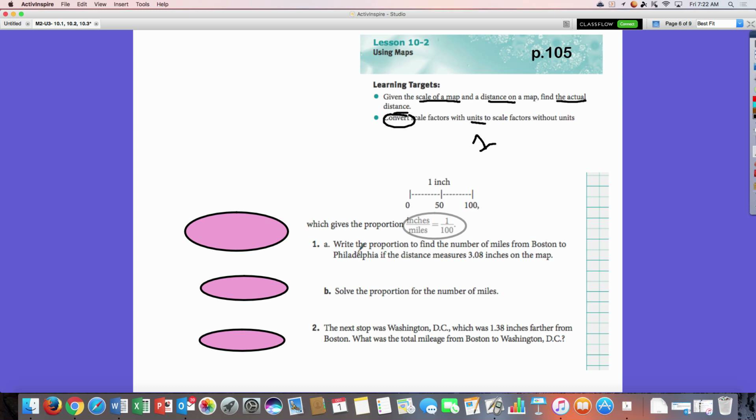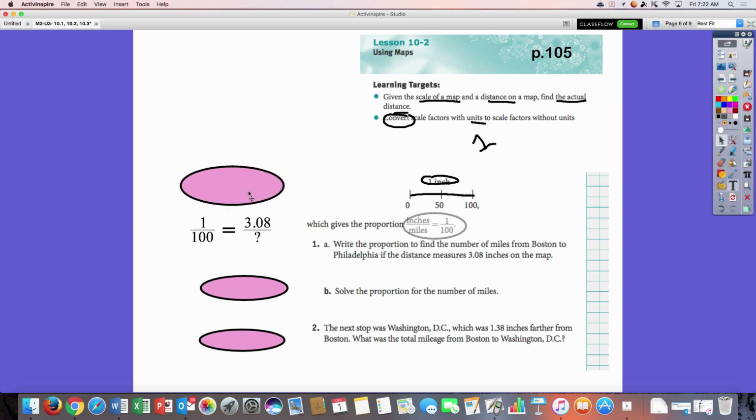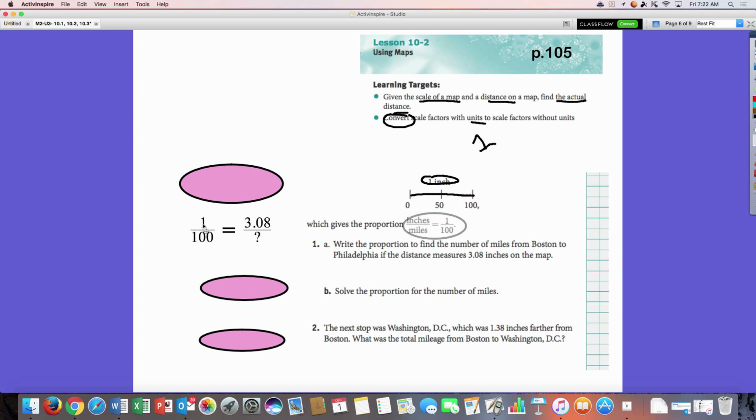Let's go through a couple of these examples. It says write the proportion to find the number of miles from Boston to Philadelphia if the distance on the map is 3.08 inches. Well, we know that 1 inch is 100 miles, right? It tells us right here, 1 inch is 100 miles. So how big is 3.08 inches? That's easy. We set up a proportion. They tell us 1 inch equals 100 miles. We put our inches. Notice the inches are lined up, and the part we don't know is right here. So 1 over 100 equals 3.08 over x.